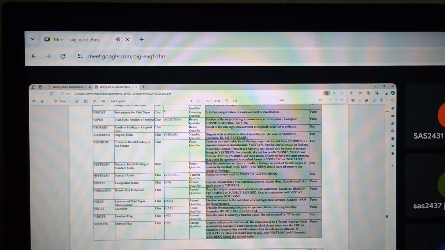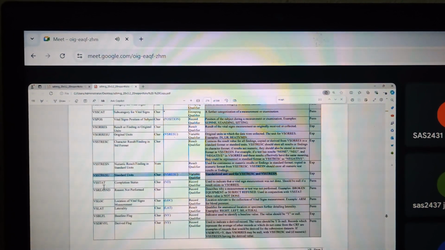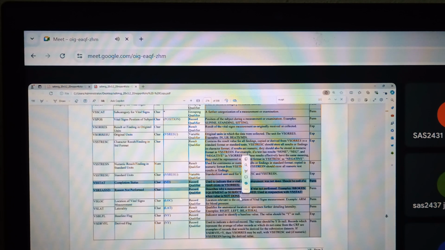Then next, VSSTRESU, the original standard results units. The next are VSSTAT and VSREASND. As I said, whenever the status is captured, then the reason will also be captured. In the CRF, where the vitals are captured, yes or no? This is one of the questions.